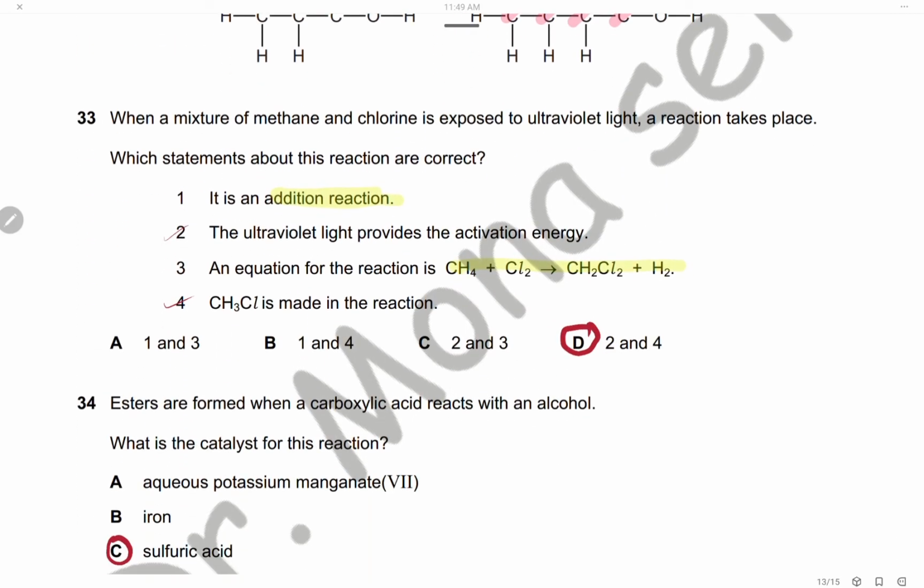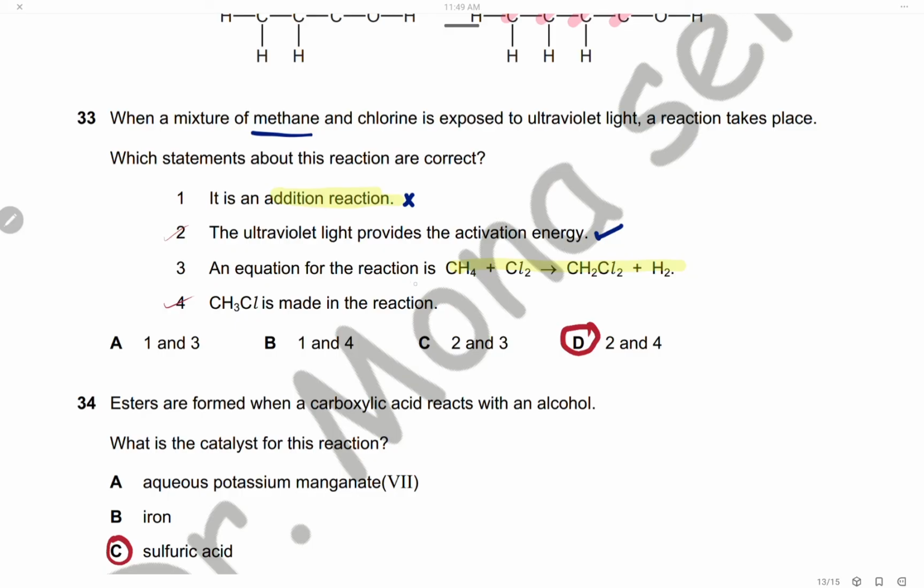Question 33. When a mixture of methane and chlorine is exposed to ultraviolet light, a reaction takes place. Which statements about this reaction are correct? It is an addition reaction. This is of course wrong because methane is an alkane. Alkanes cannot undergo addition reactions because they don't have a double bond. The ultraviolet light provides the activation energy. This is correct. Ultraviolet light is needed for this reaction.